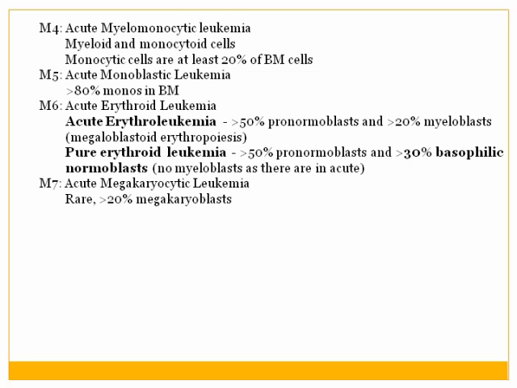M6 is our erythroid leukemias. There are two subcategories of this. I definitely want you to be familiar with what's in bold here. Acute erythroid leukemia, you're going to see pronormoblasts, which are the blast cells of the erythrocyte line, and you'll still see some myeloblasts. So you have both lines present here.